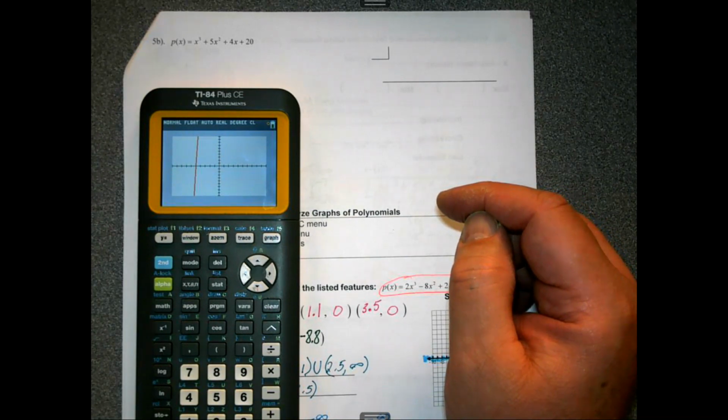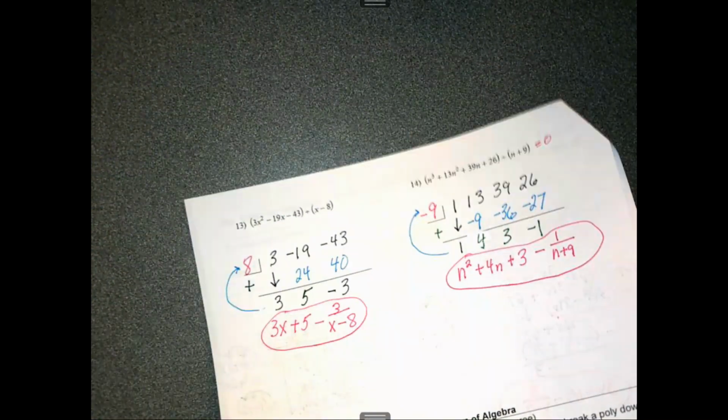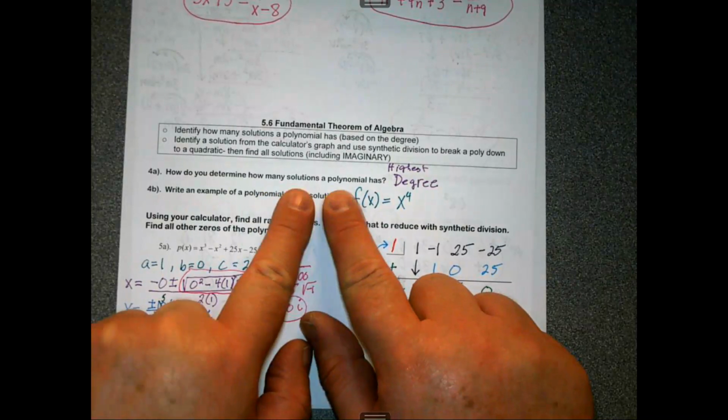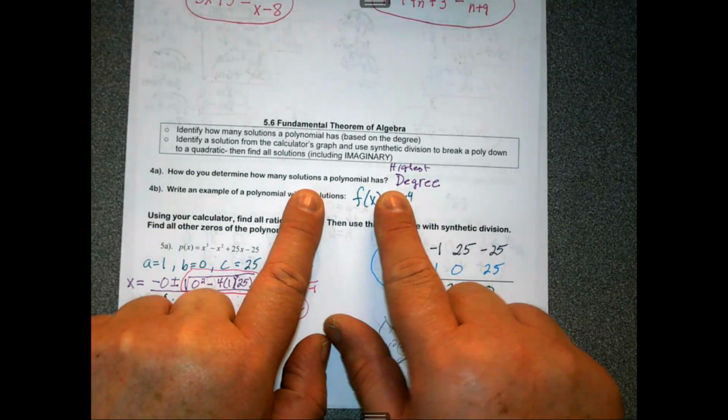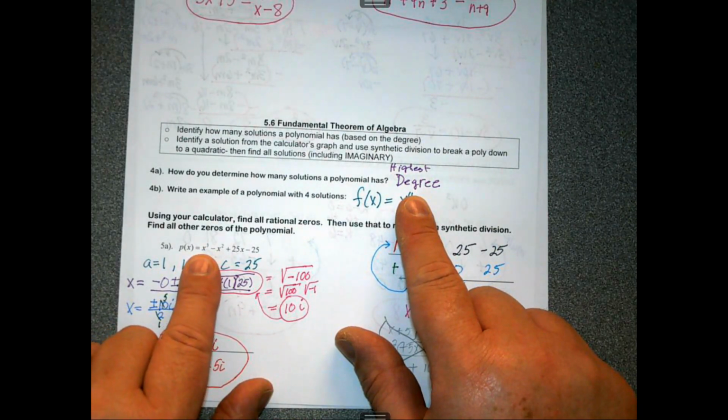How many real zeros do I have? 1. I have 3 zeros, right? Did we answer those questions? Oh, I did it last hour. How do you determine how many solutions a polynomial has? You look at the degree of the polynomial, right? Or in other words, the highest degree.